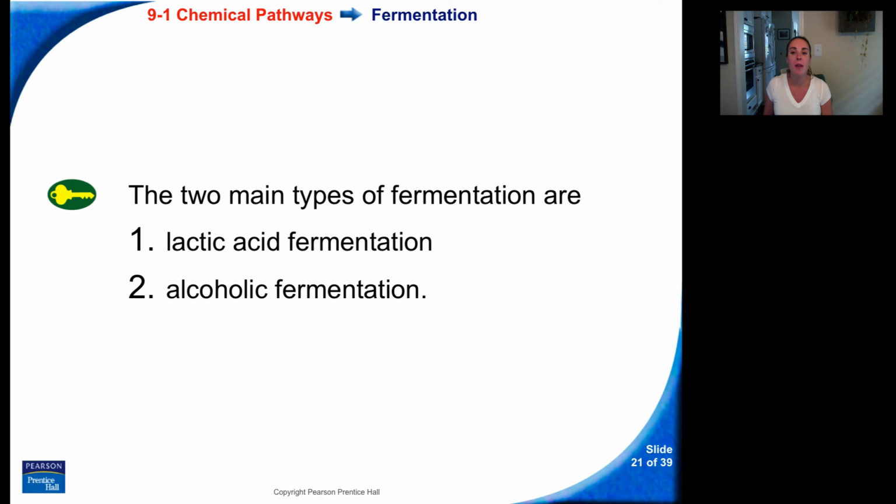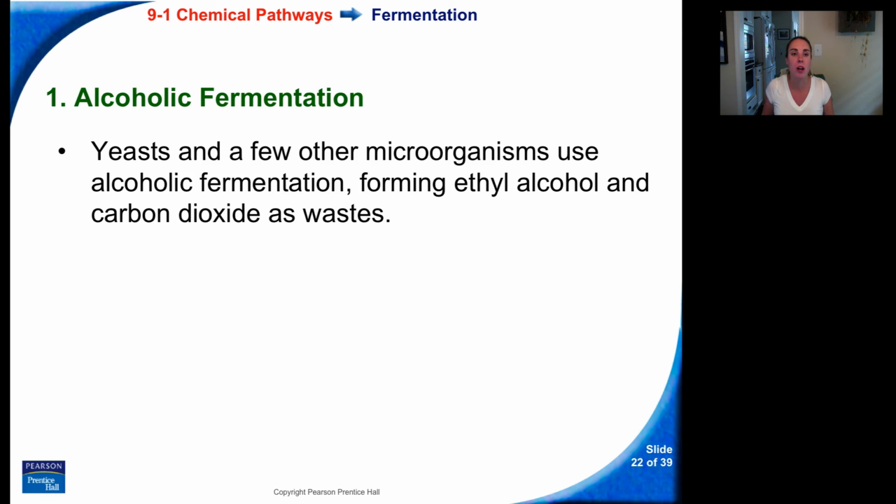There's 2 main types of fermentation, lactic acid fermentation and alcoholic fermentation. You may be familiar with lactic acid fermentation. When you're lifting weights, afterwards, if your biceps feel a little firm, like there's fluid in there, that's because of lactic acid building up in your muscles. Because you were doing anaerobic exercise, lactic acid is building up from the fermentation process.